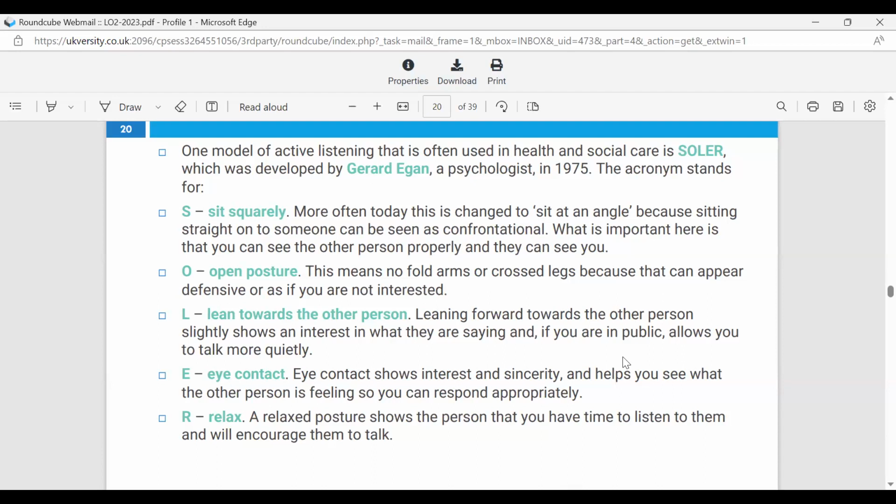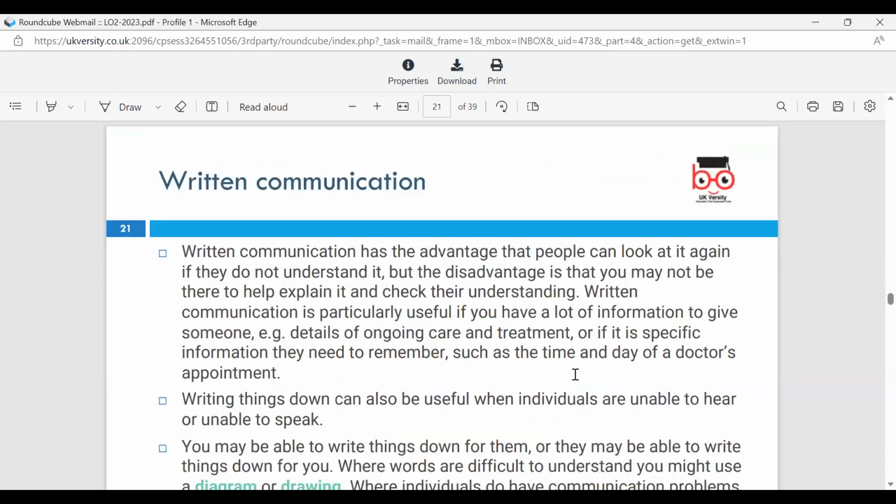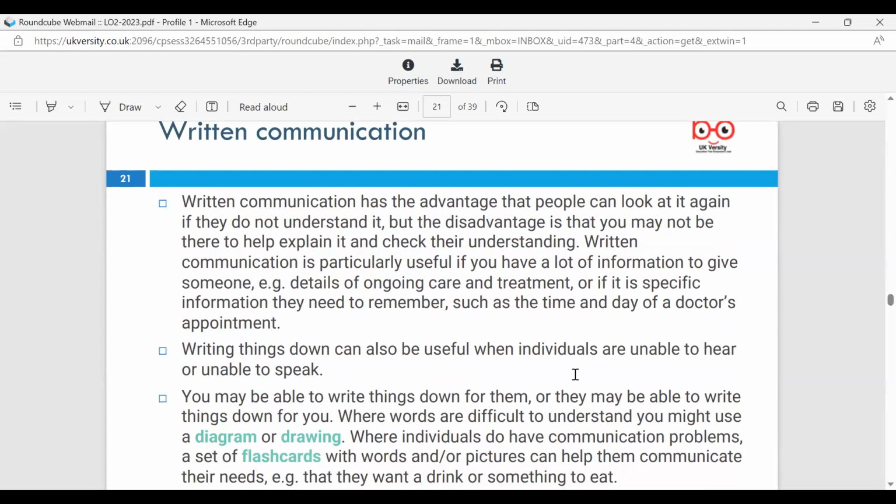And then R is relaxed. A relaxed posture shows the person that you have time to listen to them and encourages them to talk. You need to make the person feel comfortable.